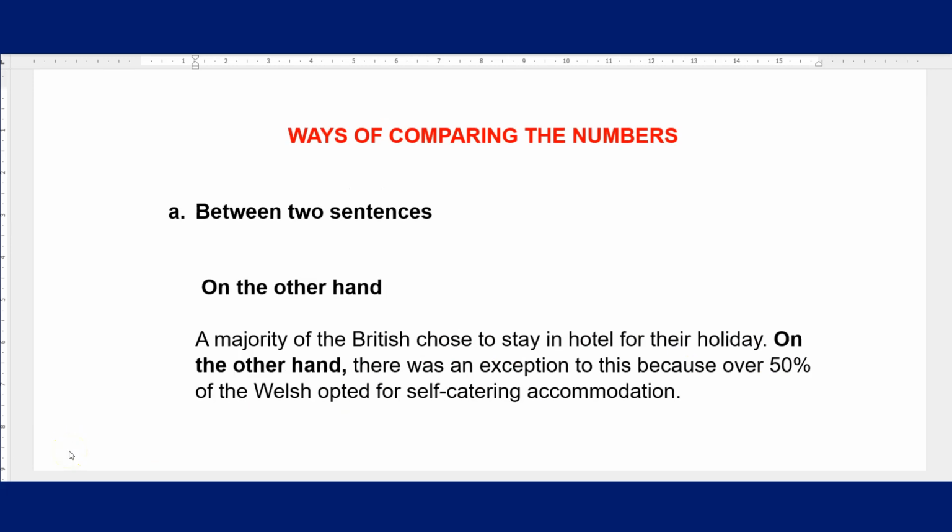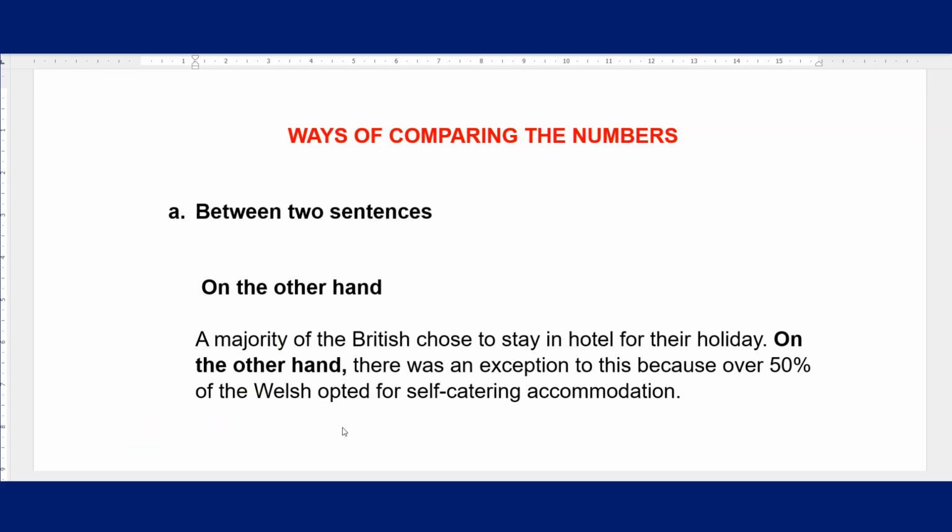The last word that we are going to use will be on the other hand. All right, on the other hand. So let's see. A majority of the British chose to stay in a hotel for their holiday. On the other hand, so this time we are contrasting. So it's a comparison and contrasting. On the other hand, there was an exception to this because over 50% of the Welsh opted for self-catering accommodation.